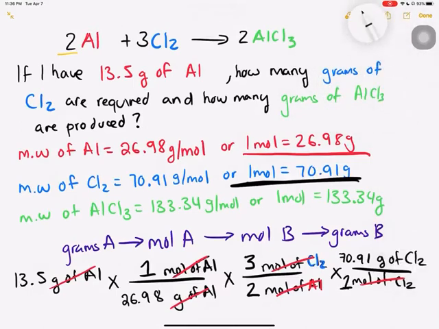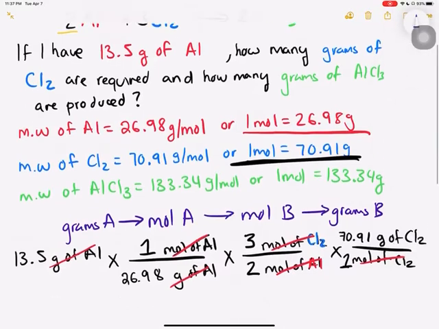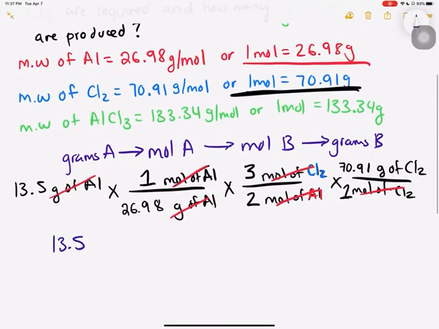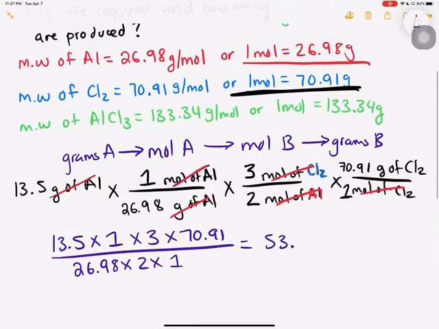Okay. So I analyze and I see that the resulting unit, grams of chlorine gas, is the unit that I'm looking for, right? So they should give me the result. All I have to do is the math. So I'm going to multiply all of the numbers that are on the top of my dimensional analysis. Let's scroll up a little bit, right? So that's 13.5 times 1, so the numbers in the top, times 3 times 70.91, and we are dividing by 26.98, and we are dividing by 2, we are dividing by 1. Okay, so the result over here, if you do this operation correctly, is going to be 53.2 grams of chlorine gas.